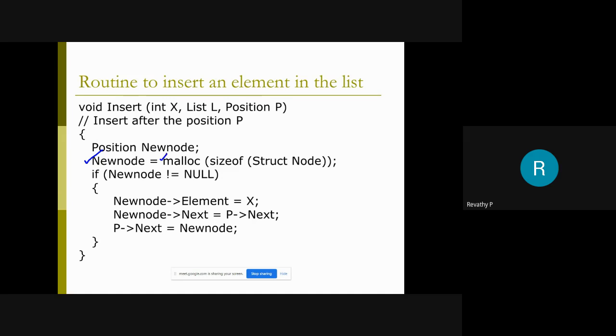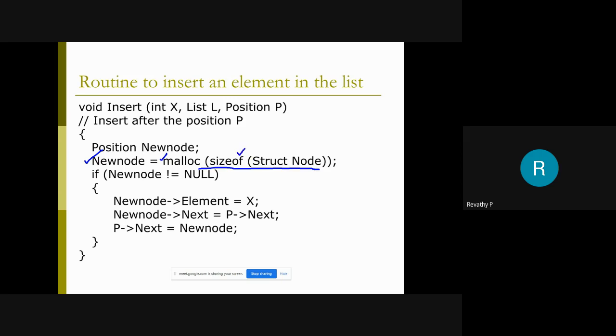So in C, we have the function called malloc. It is in the alloc.h header file. You can find the malloc function in the library functions. So using this, you can create the memory space. This function takes the size, that is, how many bytes you want for the memory space. So for that we are using sizeof.